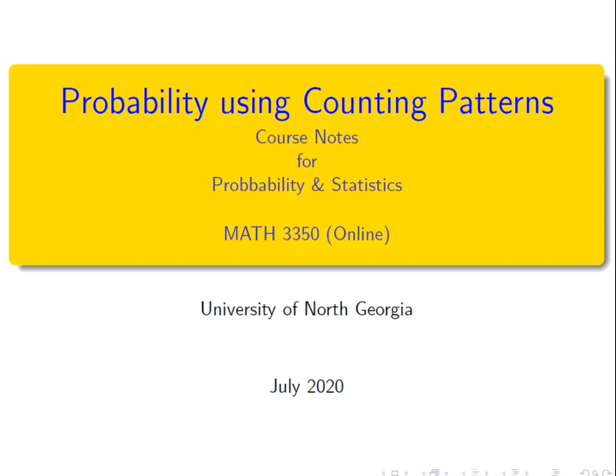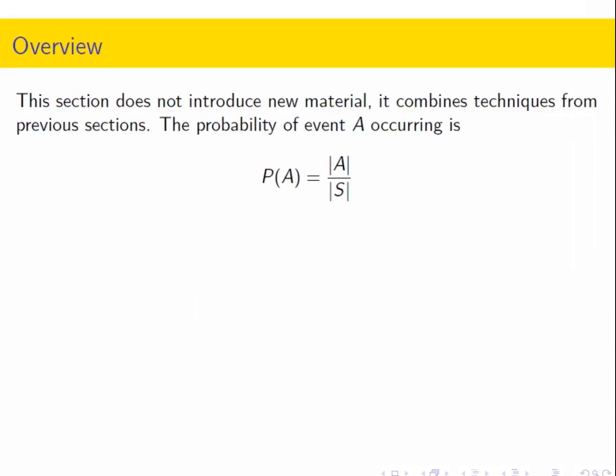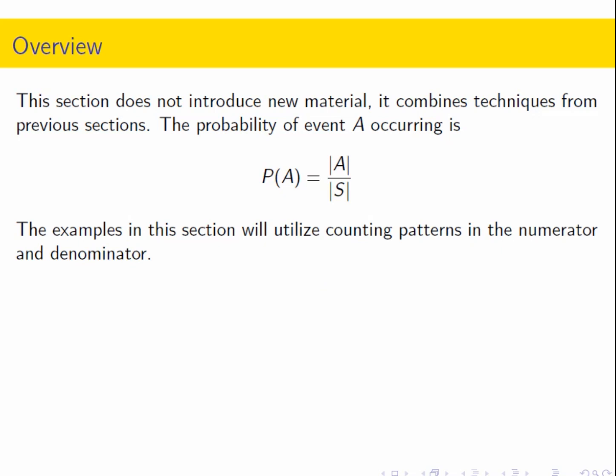Today we're not going to be learning new material, we are going to put old material together in a slightly different context. Okay, so our probability formula is the number of outcomes in the event set A divided by the total number of outcomes possible. So now we're going to use the counting patterns that we've discussed in the previous two sections, in sections 2 and 3.